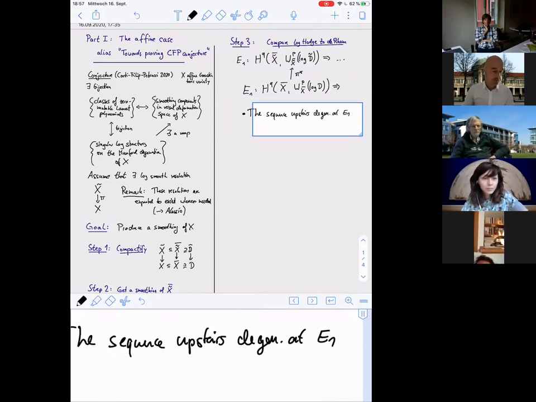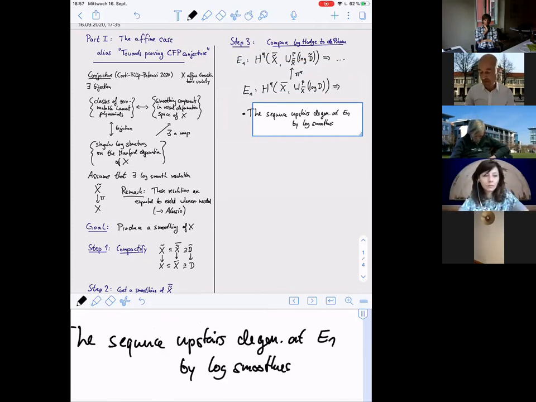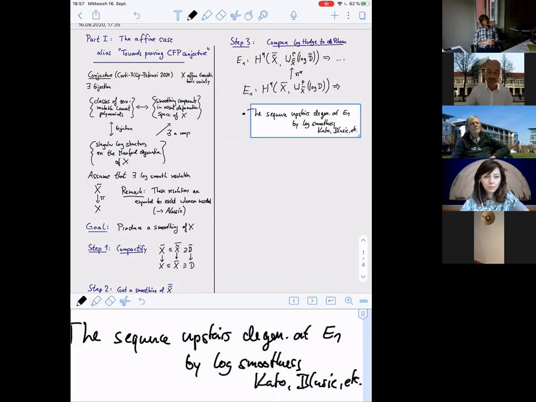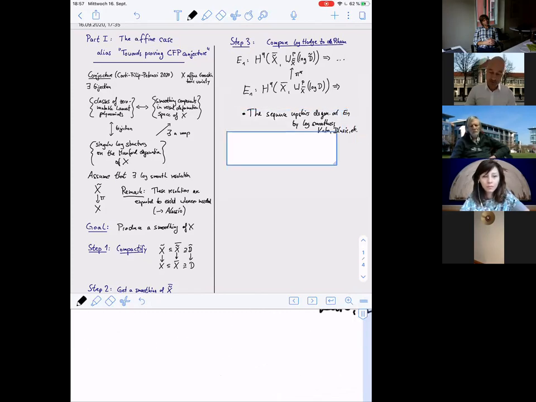That's by work on log smooth stuff by Gillet, Cutler, and so on. By log smoothness. That's the first point. Now the next point is some relationship. How about this map, the pullback map, okay? So the map, I claim, is injective.